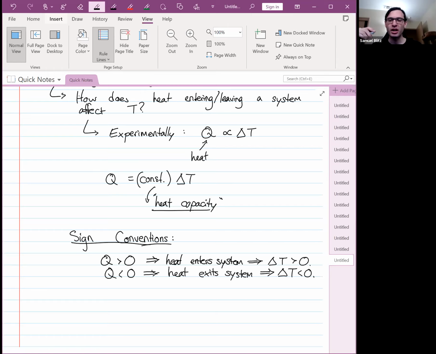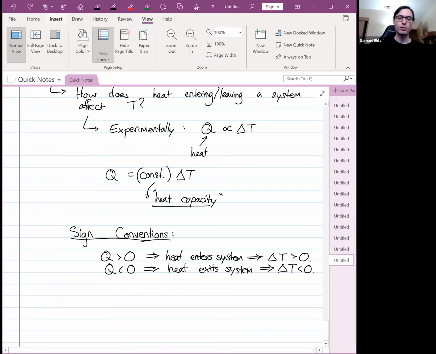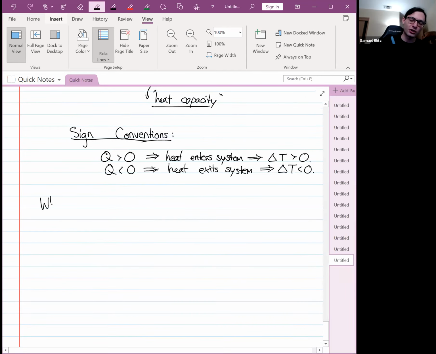So this tells us whether Q is positive or negative. It also tells us how Q is related to the change in temperature. But it doesn't tell us what that constant is. Depending on what that constant is, you'll either see wild swings in temperature or very small swings in temperature. So you might reasonably ask, what controls heat capacity?